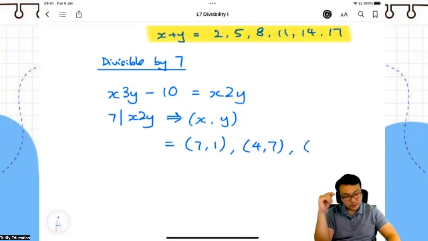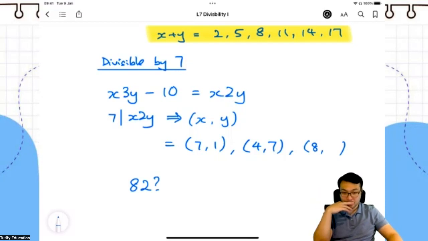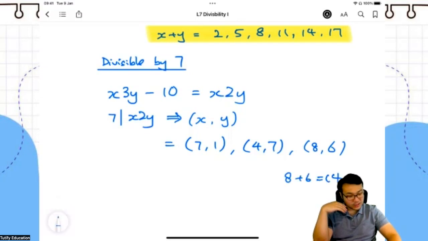Okay, give me just one more. I would say maybe 8 and what? 8, 2, and something. 8 2 6. Yes, 826 is divisible by 7. Very good. And you also realize that 8 plus 6 equals 14. So you are satisfying the condition above. You are correct. So these are all the possible values.